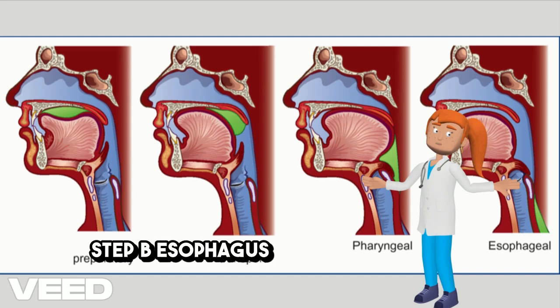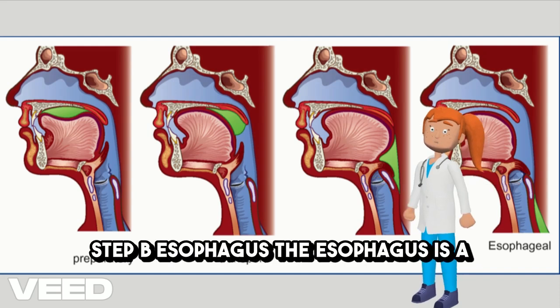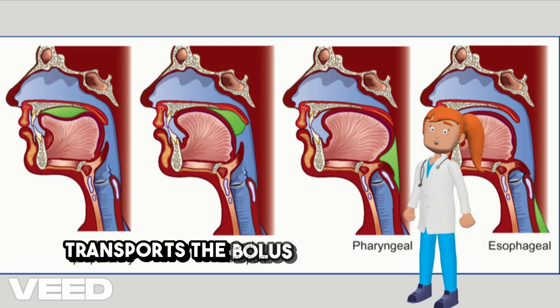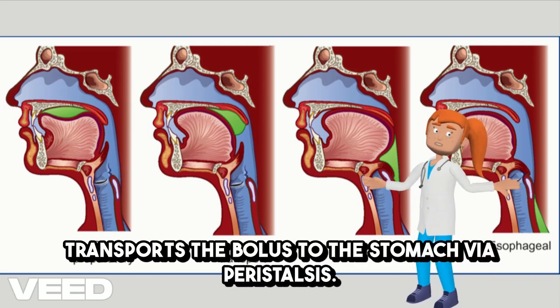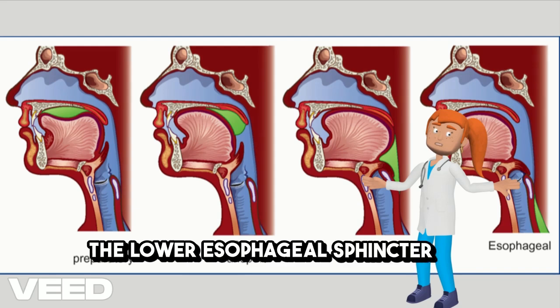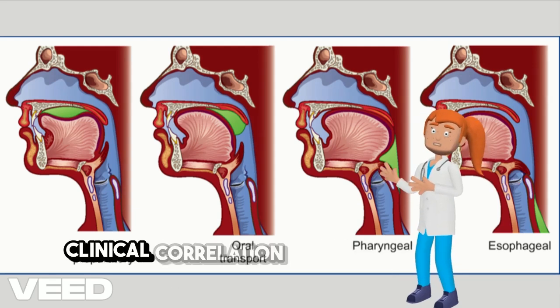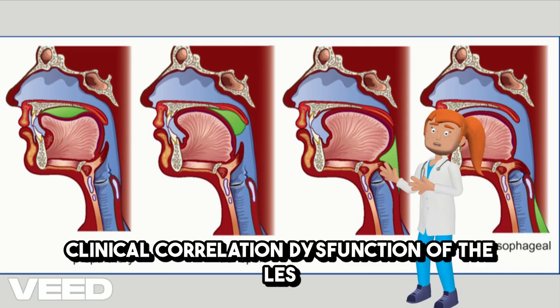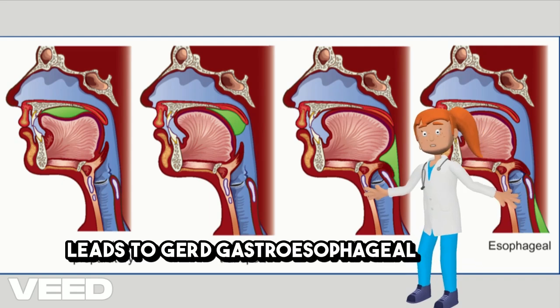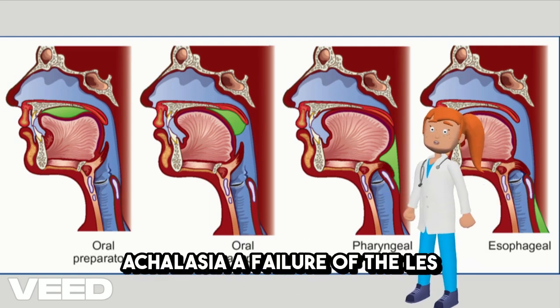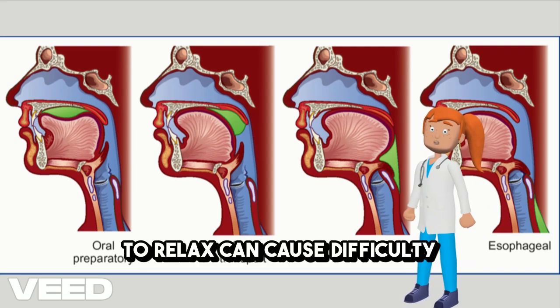B. Esophagus. The esophagus is a muscular tube that transports the bolus to the stomach via peristalsis. The lower esophageal sphincter, LES, prevents acid reflux. Clinical correlation: dysfunction of the LES leads to GERD, gastroesophageal reflux disease. Achalasia, a failure of the LES to relax, can cause difficulty swallowing.